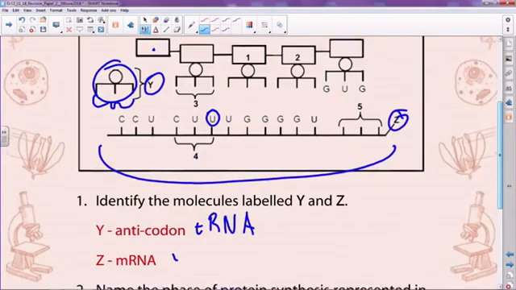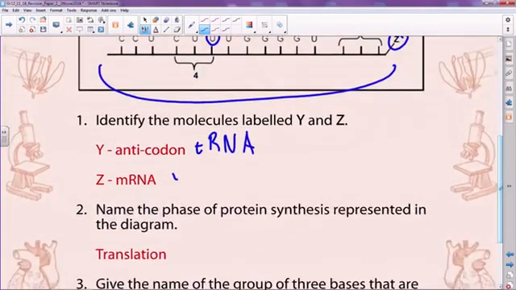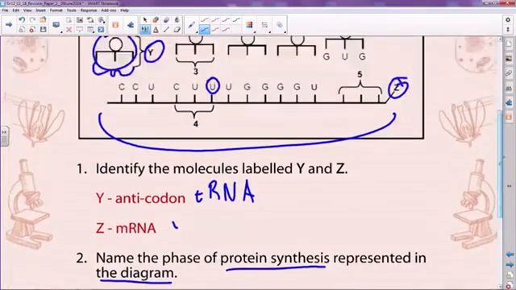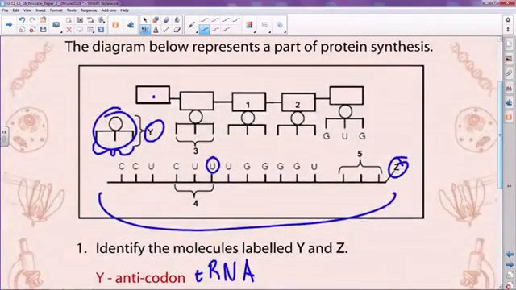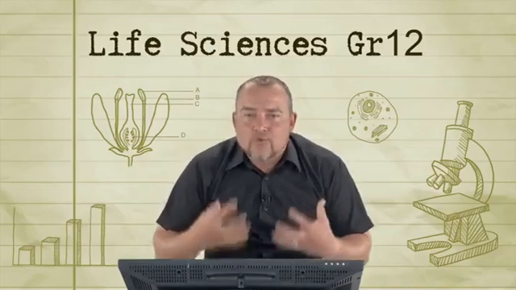Next question. Name the phase of protein synthesis represented in the diagram. It is translation. Remember the first stage, where we make the mRNA from the DNA molecule, is called transcription. You're writing down the code. This part is rewriting it in a different language, in amino acid language. That is translation.